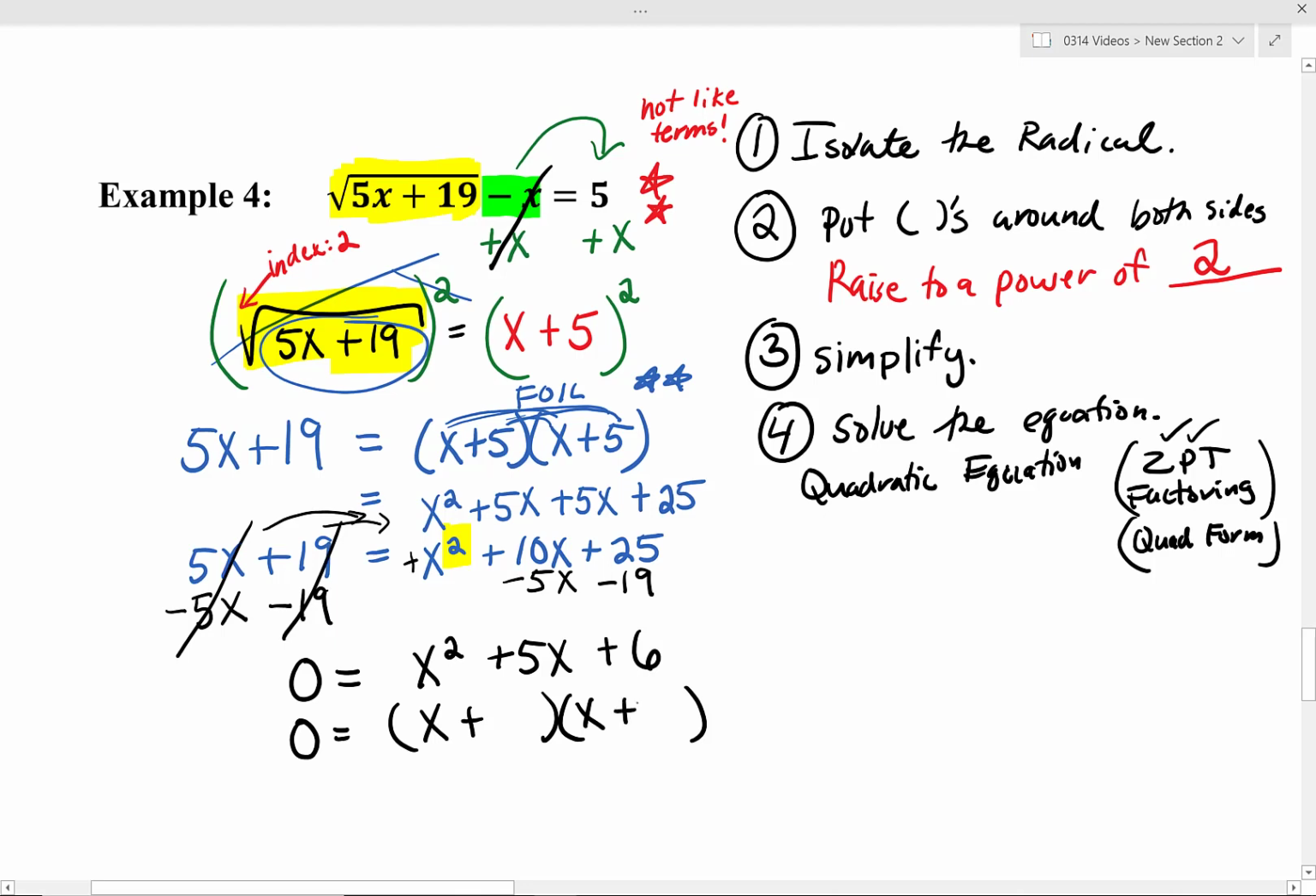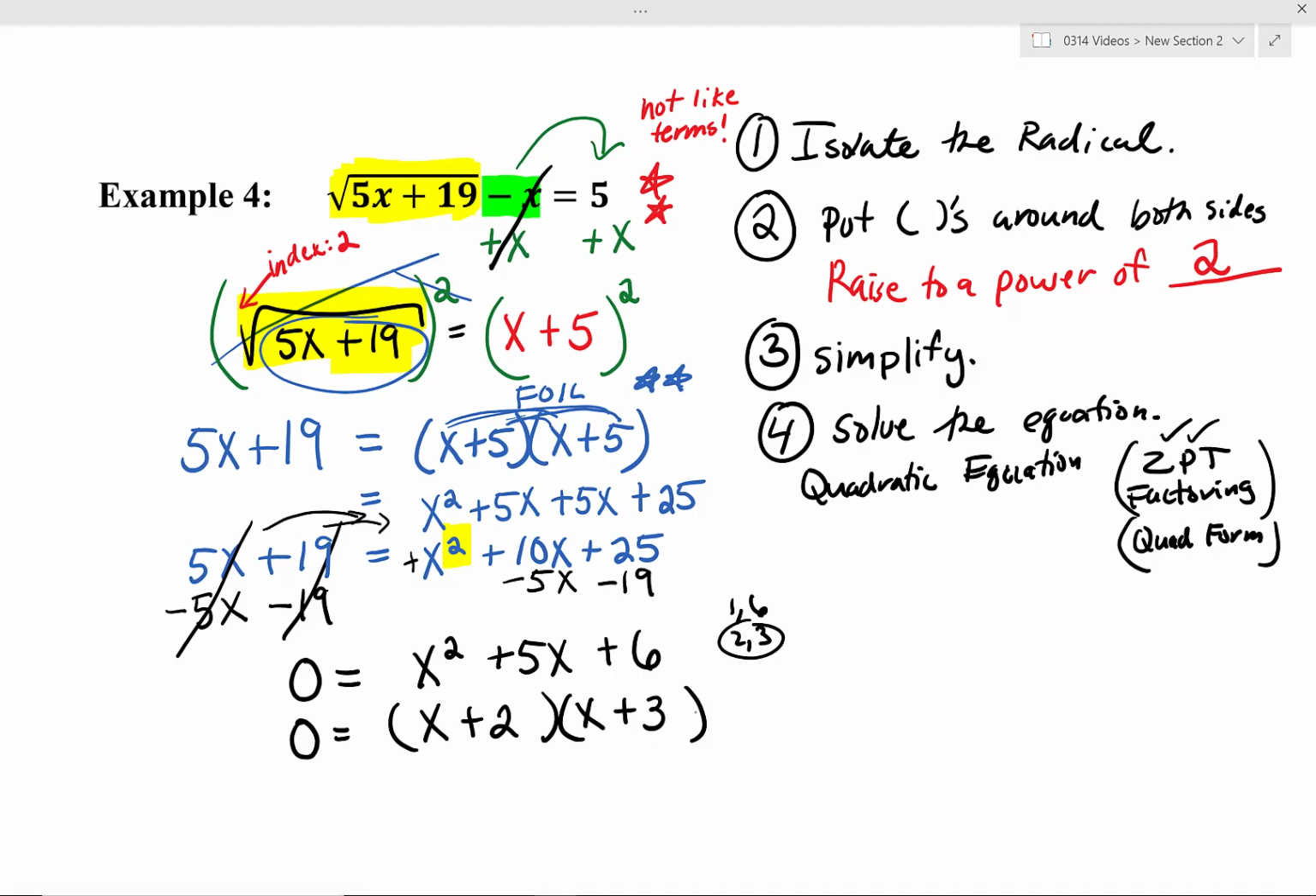Our options for 6 are 1 and 6, or what, 2 and 3? Which one is it? Yep, I would say 2 and 3. Okay, I'm going to let you check that off to the side of your paper, but that is the correct factorization, and so we'll just move on from here.